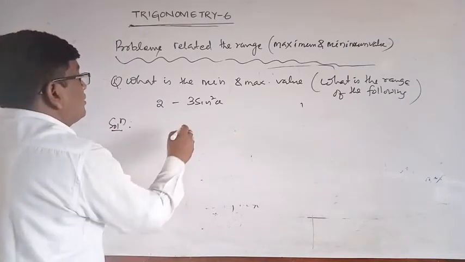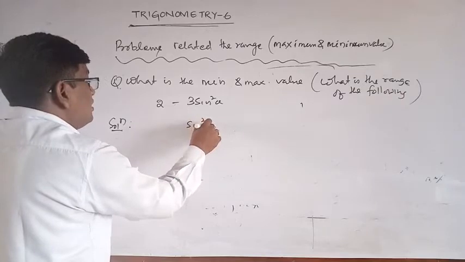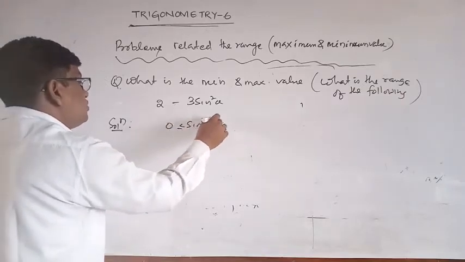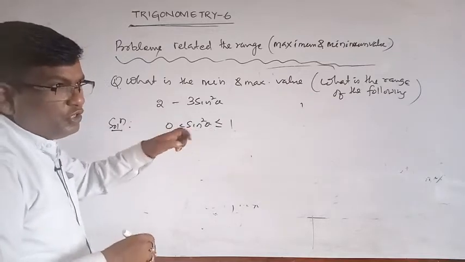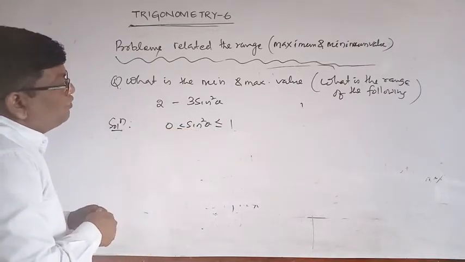Okay. We know even power sin square theta lies between 0 to 1. Even power of sin or cos will be 0 to 1, odd power will be minus 1 to plus 1.